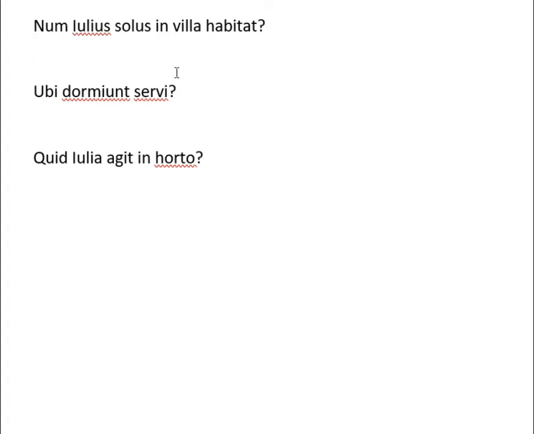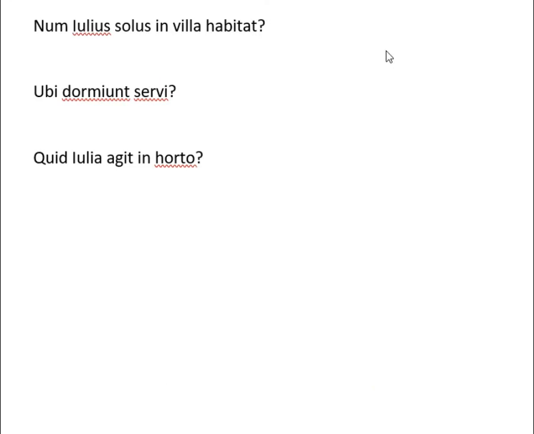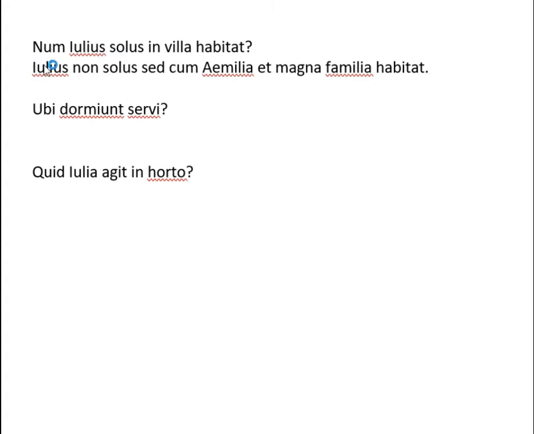All right, so what's the answer to that question? The answer is rather simple. We go back to the chapter and we find Julius non solus in villa habitat, sed cum magnis familiis. As you can see, here is the sentence, Julius non solus sed cum Aemilia et cum magna familia in villa habitat. So how do we answer this question? Well, the simple answer is that we just write down what we saw a second ago in the chapter. So Julius non solus sed cum Aemilia et magna familia habitat.